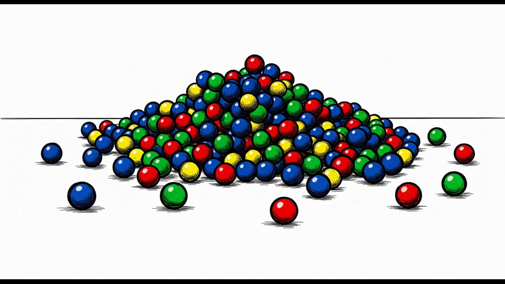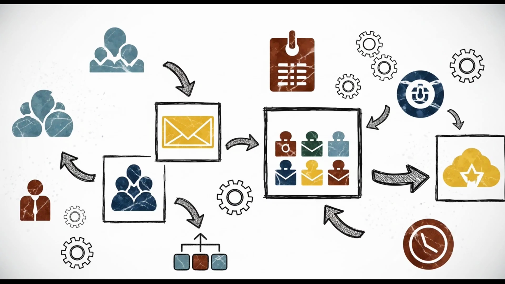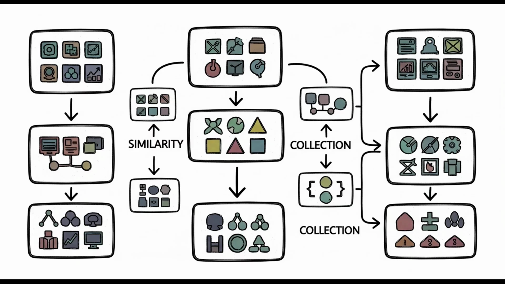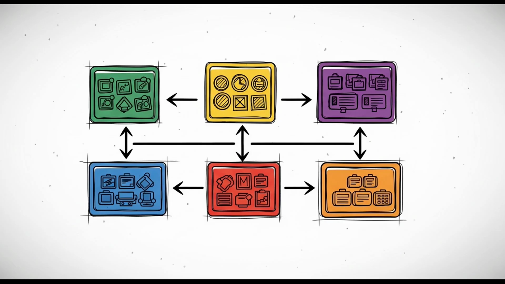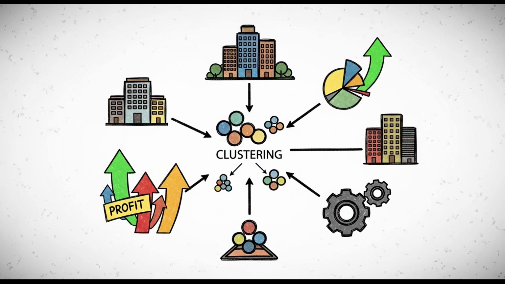It's like dumping 1,000 marbles on a table. Some are big, some are small, some are red, some are blue. Without anyone telling it what to look for, the machine would start sorting them. Oh, these all seem similar, let me put them together. These look different, I'll make a separate group. This is called clustering, and businesses use it all the time.